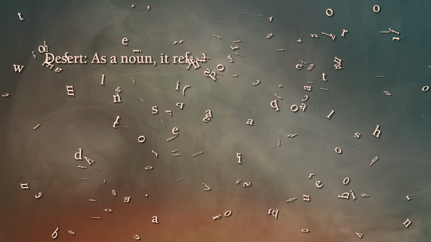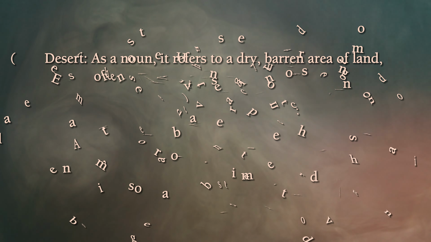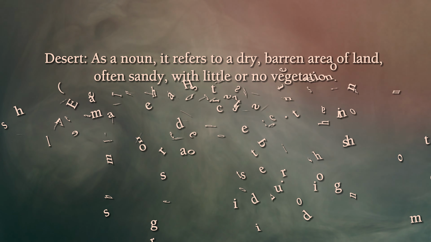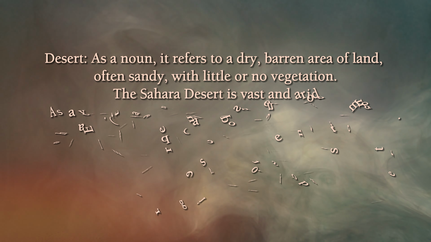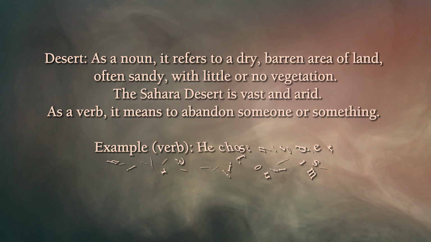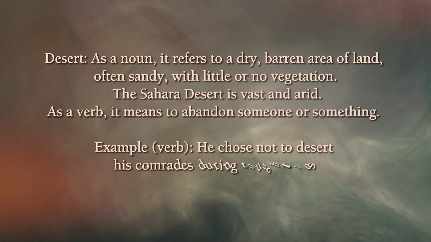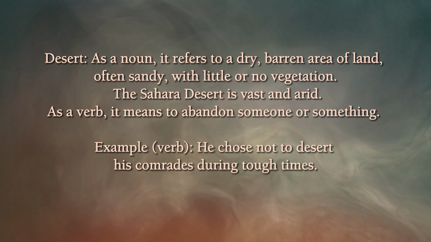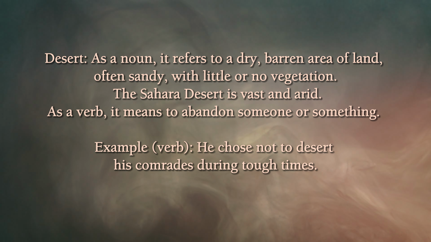Desert. As a noun, it refers to a dry, barren area of land, often sandy with little or no vegetation. The Sahara Desert is vast and arid. As a verb, it means to abandon someone or something. Example verb, he chose not to desert his comrades during tough times.